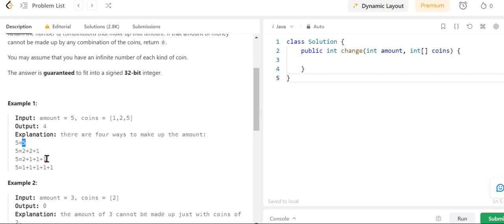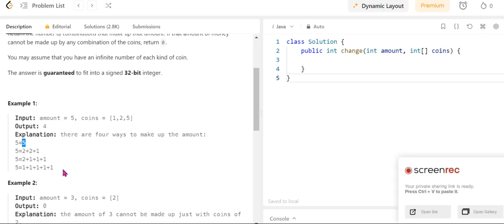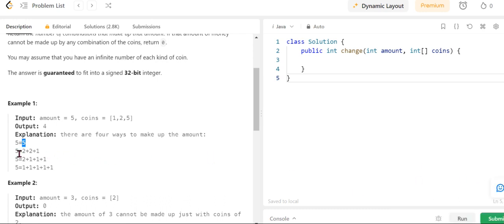One way we can make amount 5 is just taking the coin of denomination 5. Another way is using two coins of denomination 2 and one coin of denomination 1. Another way is using one coin of denomination 2 and three coins of denomination 1. And the last way is using all five coins of denomination 1. So there are a total of 4 ways to make the amount 5 using these coins.